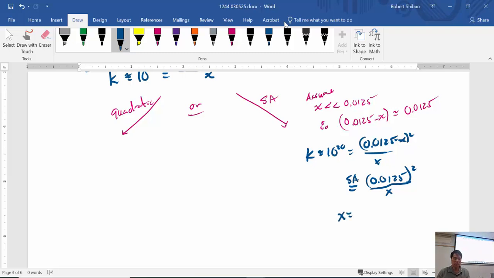So x, I'm going to do 0.0125 squared. Actually, I'll just write it here. 0.0125 squared divided by 10 to the 20th. And x is going to be 0.0125 squared divided by 1 times 10 to the 20th. On my calculator, I get 1.5625 times 10 to the minus 24.